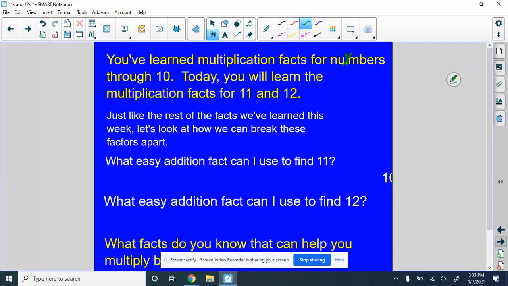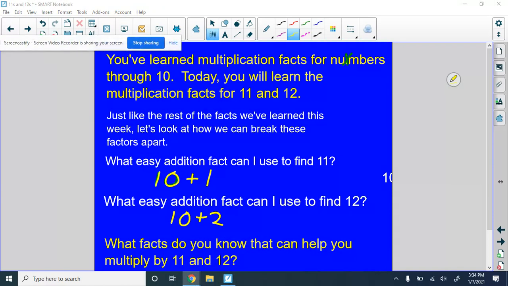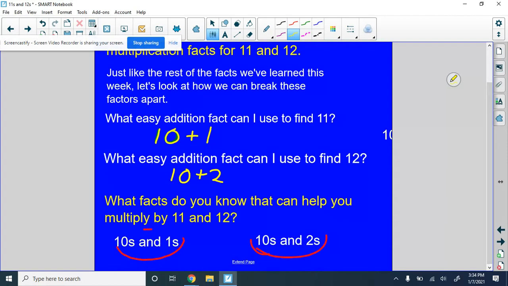Now, what's an easy addition fact that I can use to find 11? 10 plus 1. What's an easy addition fact that I can use to find 12? 10 plus 2. What facts do you know that can help you multiply by 11 and 12? Yep, our 10s and 1s and our 10s and 2s.